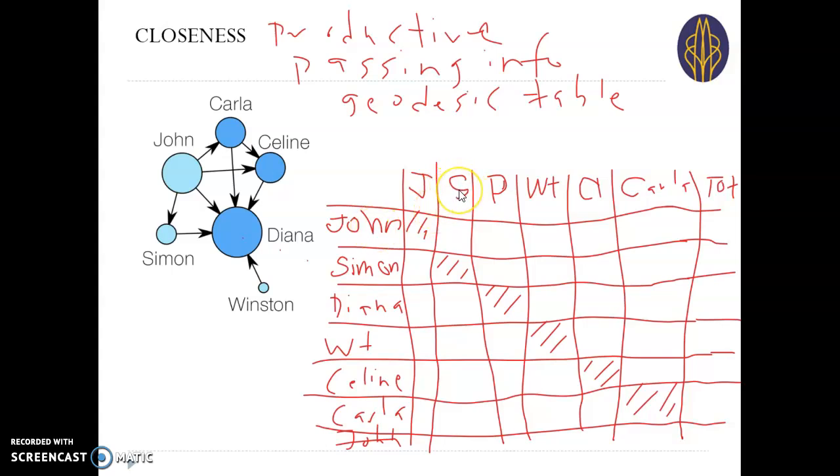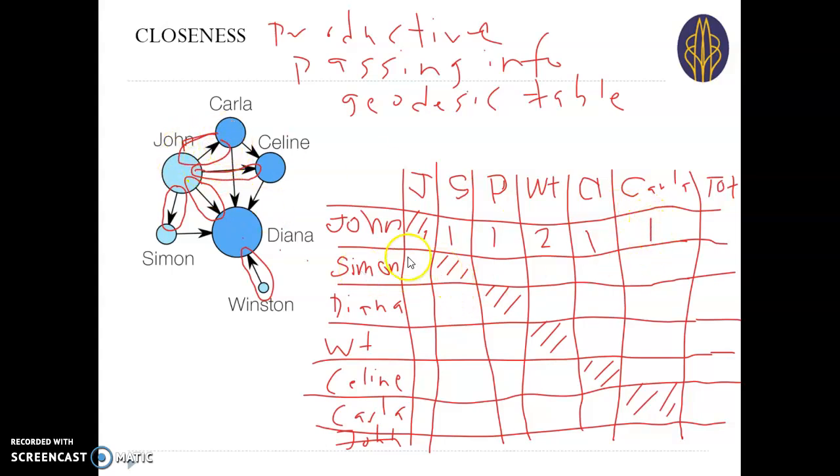Simon, John and Simon, you can see that it's only one. They will reach each other by just one step. Between John and Diana, there's also one. John and Winston, so John to reach Winston, you'll see 1, 2. So it's 2. John and Celine, it is 2. Oh no, 1. To reach Celine, 1. John and Carla, just 1.